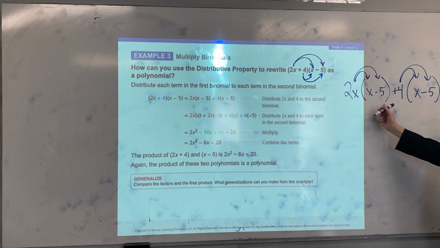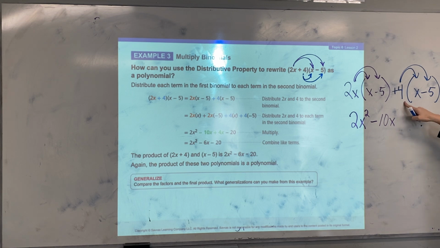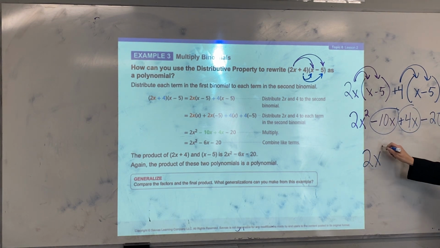So we have 2x times x is, you guys just shout it out, 2x squared. And then 2x times -5 is? Negative 10x. I'll change color for my other term here. And then I have my 4 times x is? 4x, so I put a positive 4x. And then 4 times -5 is? -20. What do I do next? Yep, combine my like terms. So I'm just gonna rewrite it. It's already in standard form, which is great. So I have my 2x squared minus 6x minus 20, and that's it.